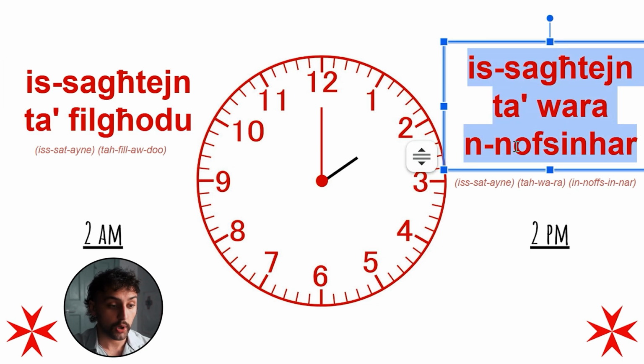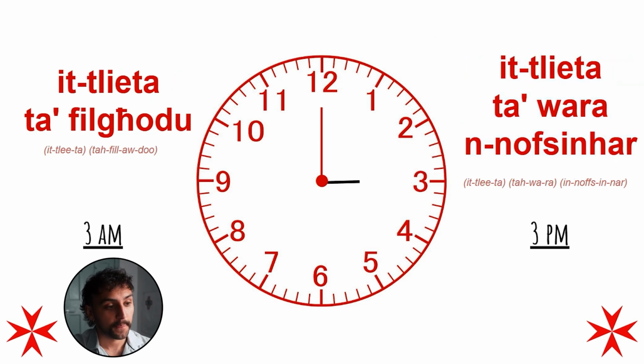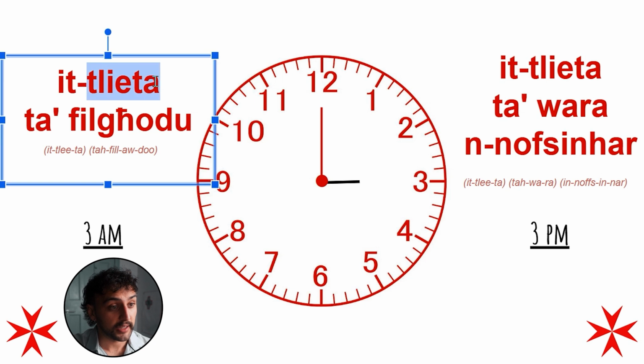Now remember, 12 o'clock, 1 o'clock and 2 o'clock, which we've just been through, are outliers in the sense that we do not use the numbers themselves to tell the time. But as I mentioned, from 3 o'clock to 11 o'clock, we do indeed use the numbers, which you will see right now. So to say 3 o'clock, we say itlieta. That's itlieta. And the number 3 in Maltese, by the way, is literally tlieta.